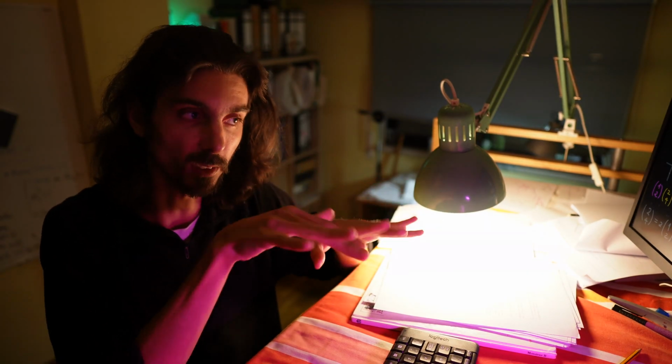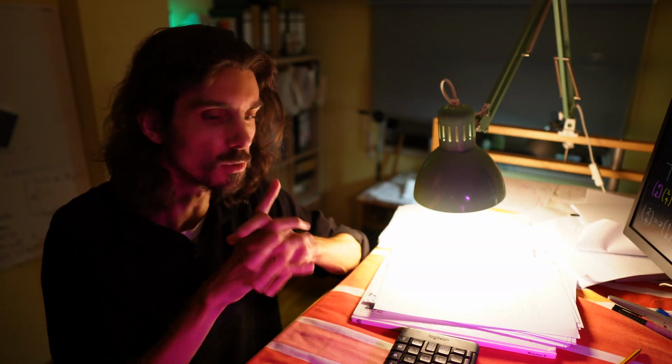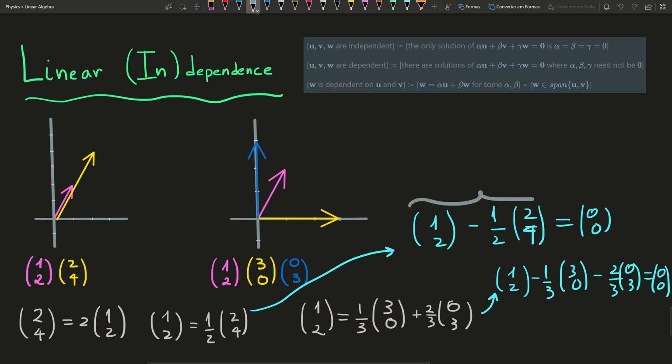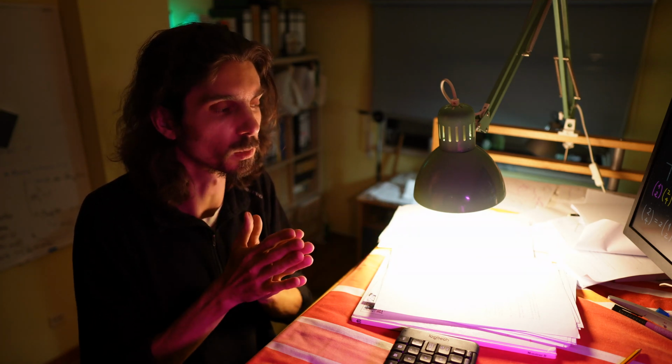So when two or three vectors, depending on the case, are dependent, it means I can create a linear combination that gives you 0, right? Can you see? Let me write this again. What you see here is alpha (1, 2) plus beta (2, 4). Well, if I choose alpha 1 and beta minus 1/2, I get the 0 vector. This is the central idea.